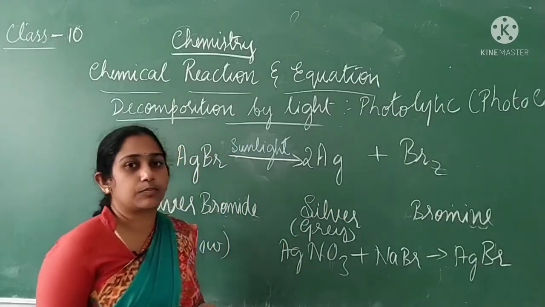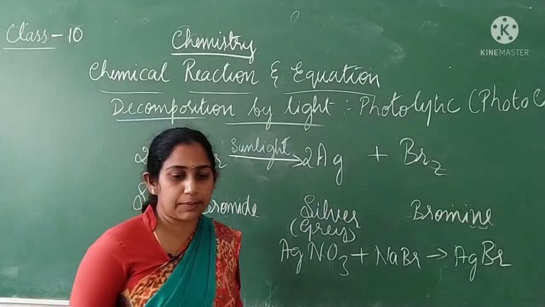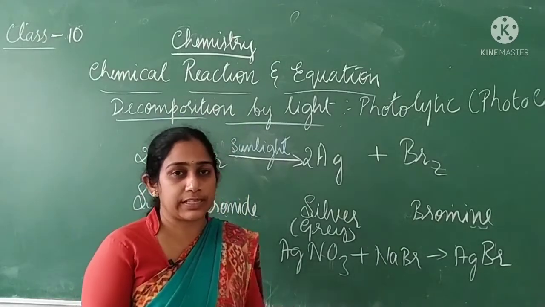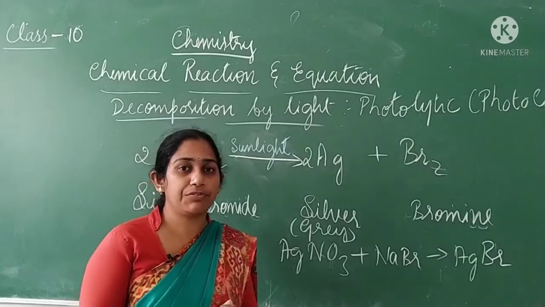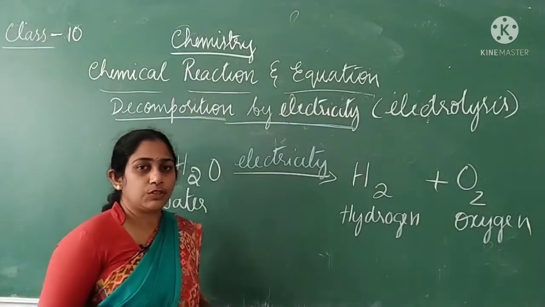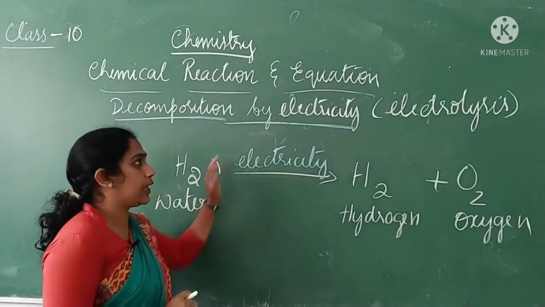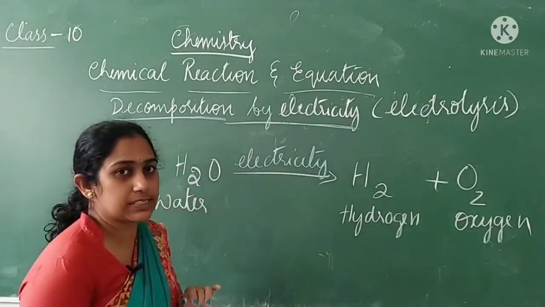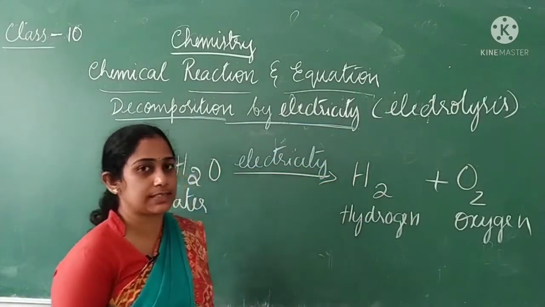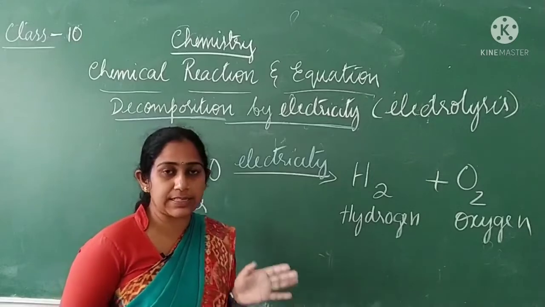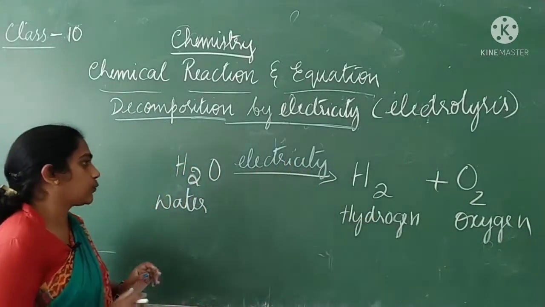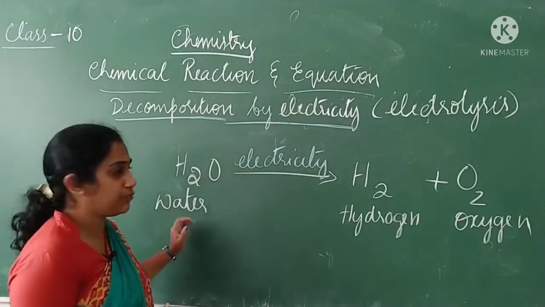So now let us move on to the next kind of decomposition, that is decomposition by electricity, that is electrolysis. Here we are going to take the example of electrolysis of water. Electrolysis means decomposition happening with the help of electricity. It is called electrolysis because lysis, or breaking, is happening with the help of electricity.